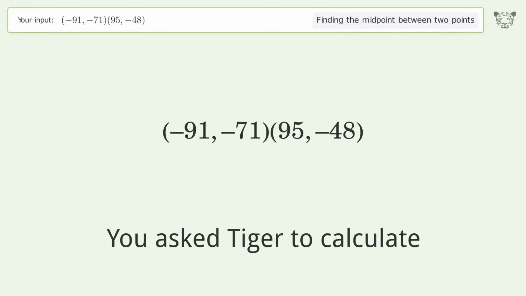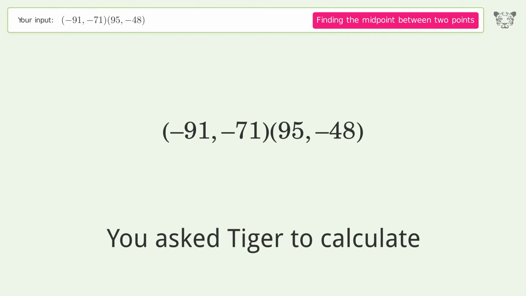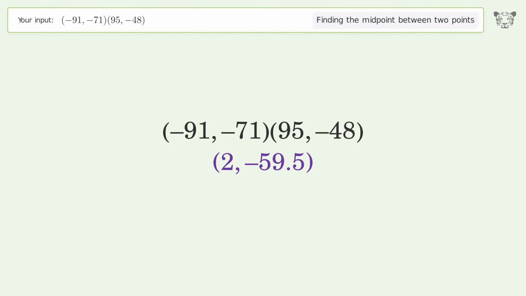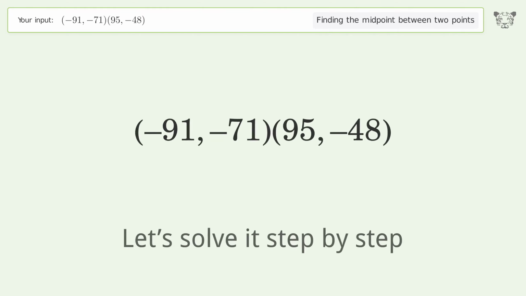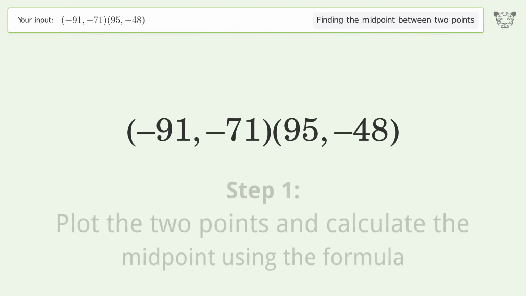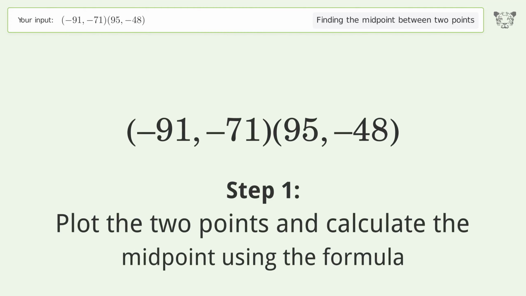You ask Tiger to calculate. This deals with finding the midpoint between 2 points. The midpoint between the 2 points is 2, -59.5. Let's solve it step by step. Plot the 2 points and calculate the midpoint using the formula.